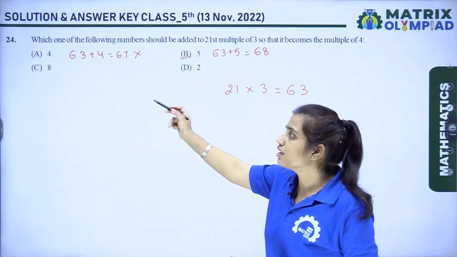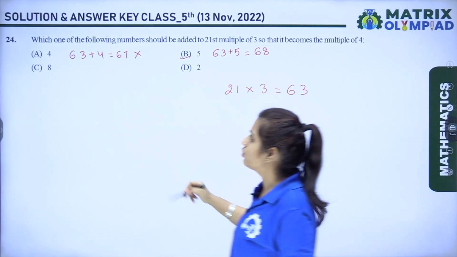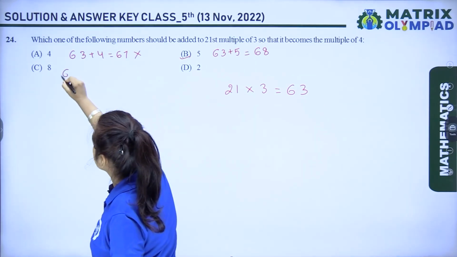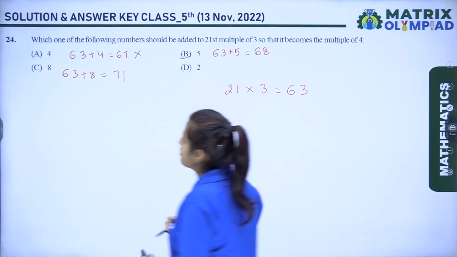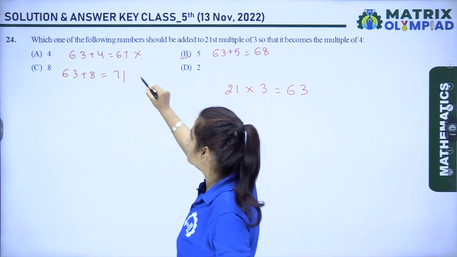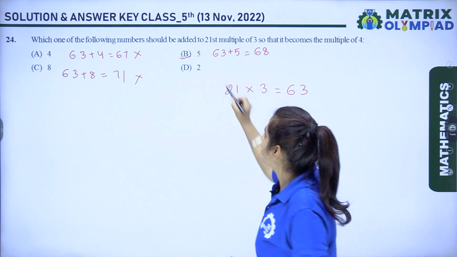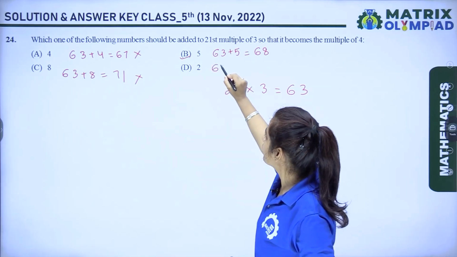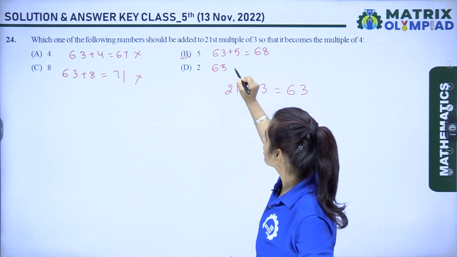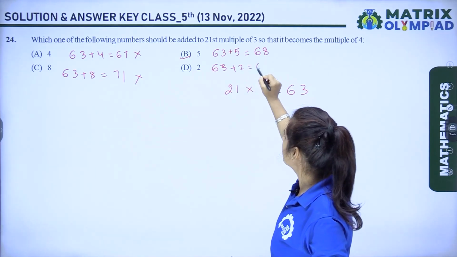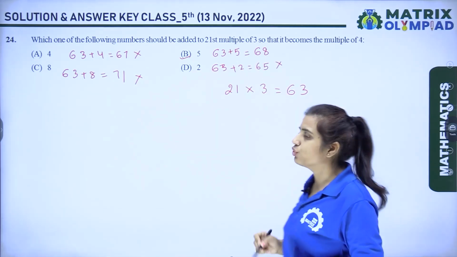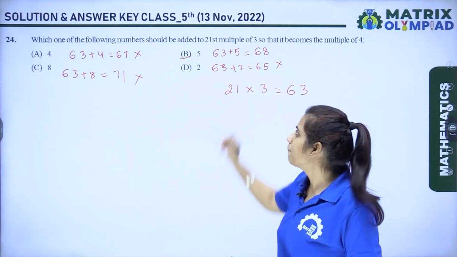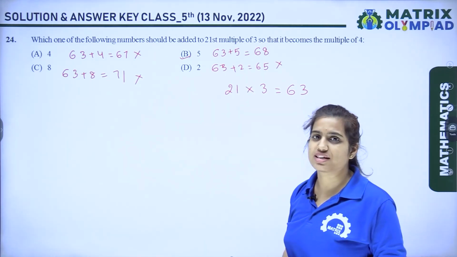Let's check option C and D also. Now let's add 8 and 63, we get 71. So 71 is not the multiple of 4, so option C is not correct. Now let's check option D. 63 plus 2, that is equal to 65. So 65 is also not the multiple of 4. So here option B is the correct answer.